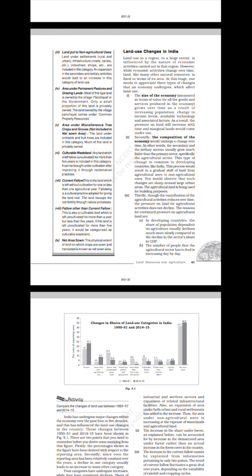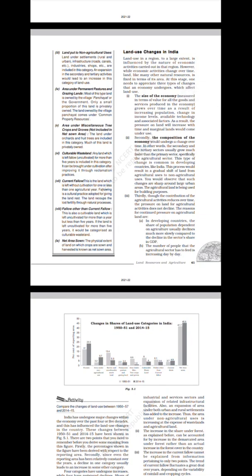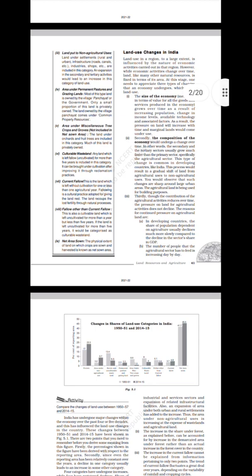Area under permanent pastures and grazing lands. Most of this type of land is owned by the village panchayat or the government. Only a small proportion of this land is privately owned. The land owned by the village panchayat comes under common property resources. Area under miscellaneous tree crops and groves not included in net sown area. The land under orchards and fruit trees is included in this category. Much of this land is privately owned.